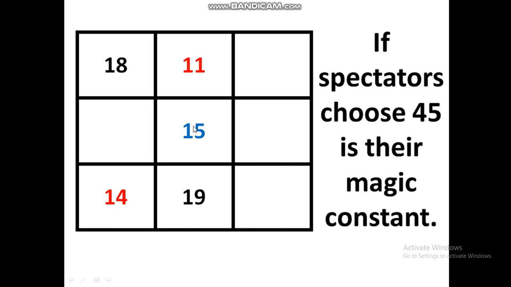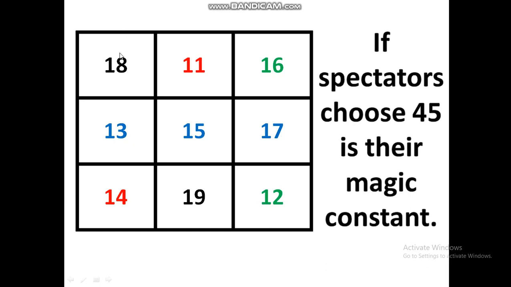The people will keep on asking the Avadhani to fill the respective boxes as they say. Accordingly, the Avadhani has to fill this way. Similarly, the Avadhani can complete the boxes in this way. So we can find the magic constant: 18 plus 11 plus 16 gives 45. Similarly, the sum of these three numbers also gives 45, and the sum of these three numbers also gives 45.